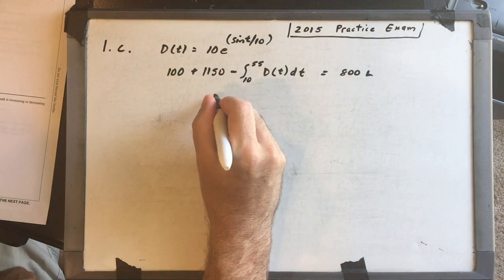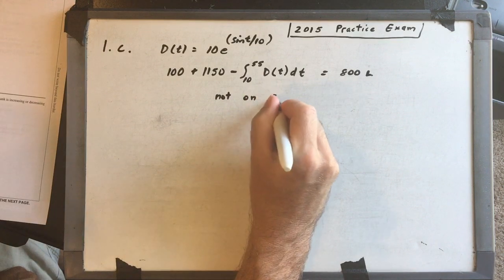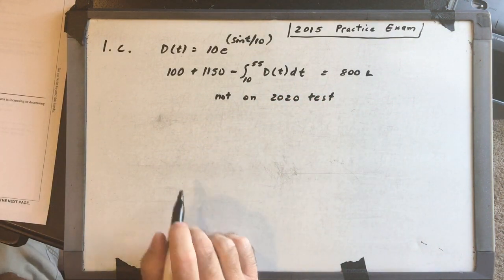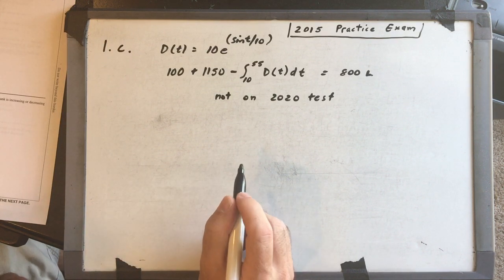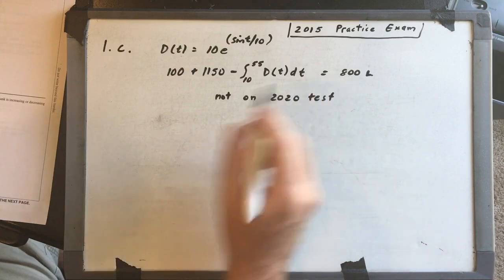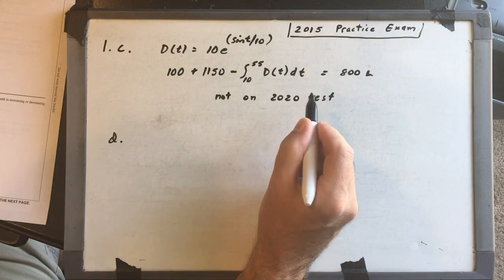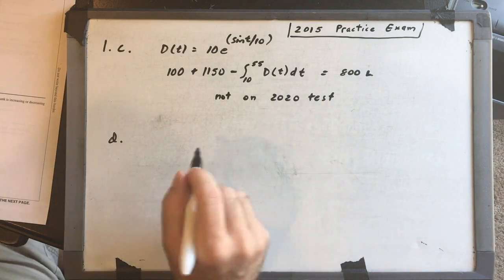But that's not going to be on the 2020 test. But I wanted to go ahead because a question like D could be, and I wanted to show you where you got this number so that we can refer to it in D. That would have been an easy one to do if this were a normal year. So anyway, let's look at part D.